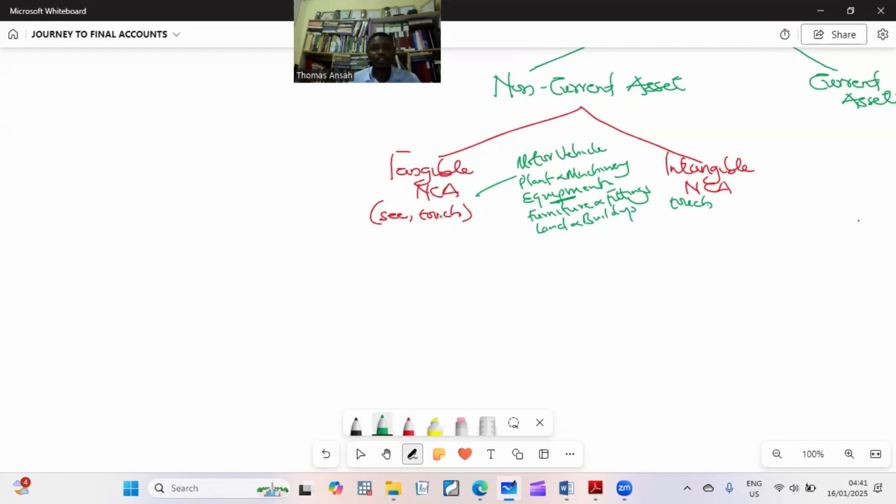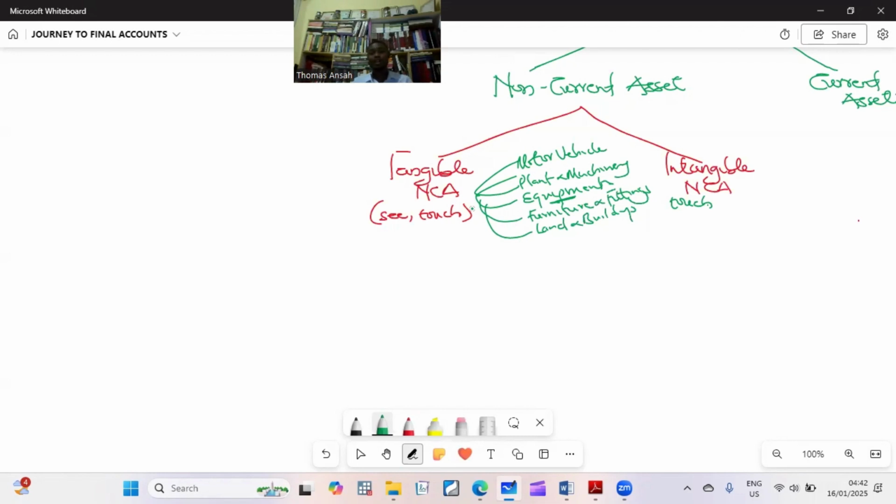You can continue and add, but most of them might probably fall under equipment, like your computer equipment, television. If you look at your room, you have a fan. These are fittings, furniture. You have them. Things that make your room, or your office, work. All these things are examples of tangible non-current assets.